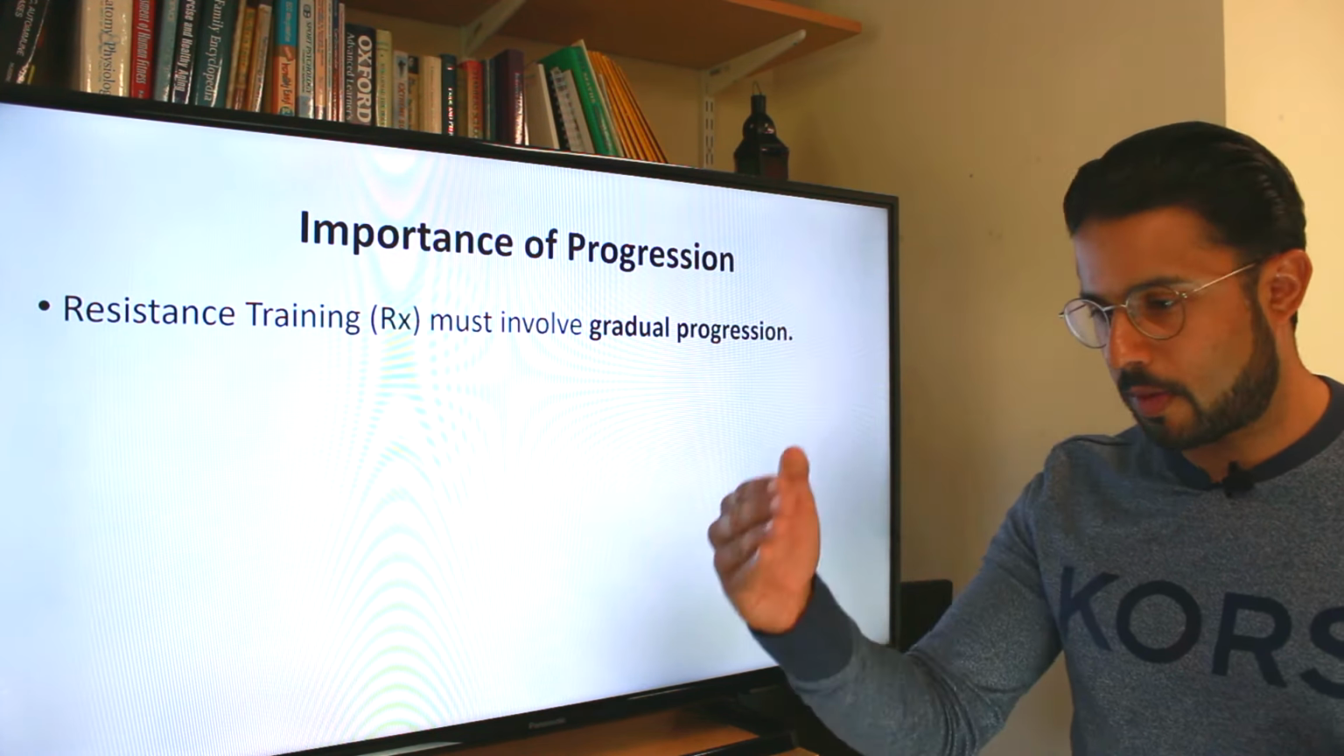Now we do know that as we start to do resistance training, we're going to have an increase in the cross-sectional area of the muscle. That's going to occur through myofibrillar hypertrophy.